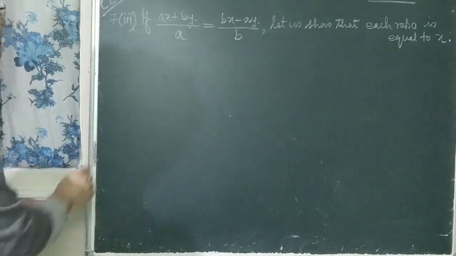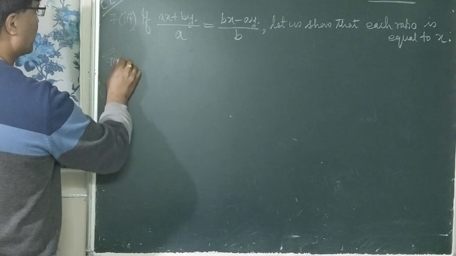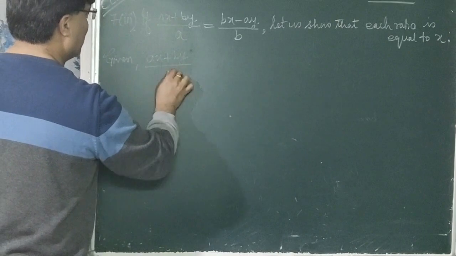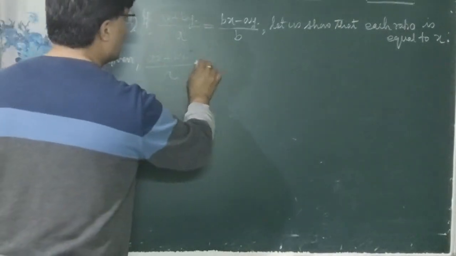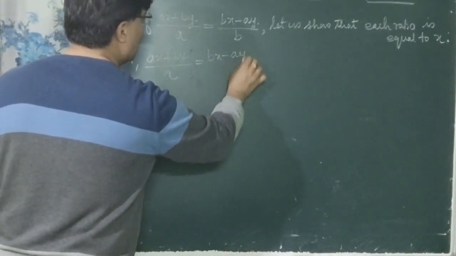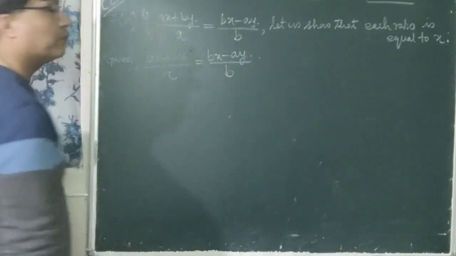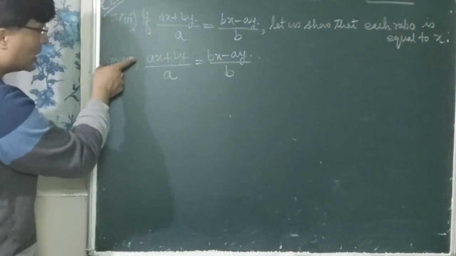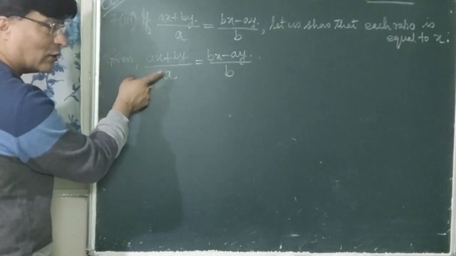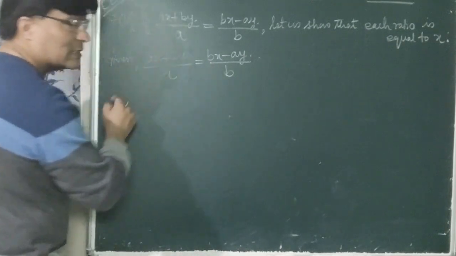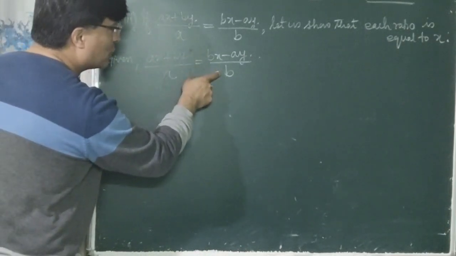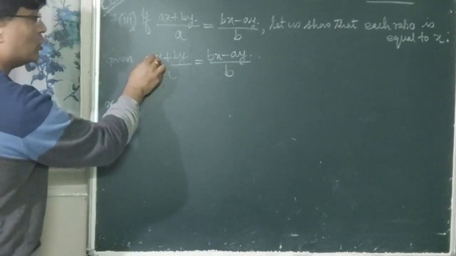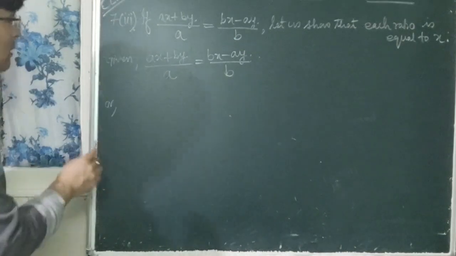X. Okay. So here the given part is (ax + by) upon a is equal to (bx − ay) whole divided by b. Okay. So now what will you do here is, first of all, you multiply both the numerator and the denominator by a on the left hand side. And on the right hand side, you have to multiply both the numerator and the denominator by b here. Okay. So let us multiply it.